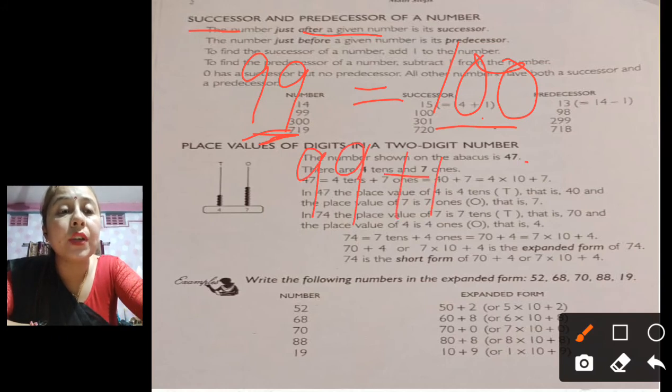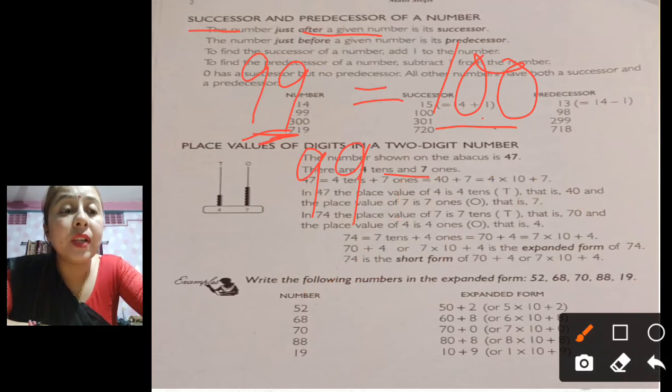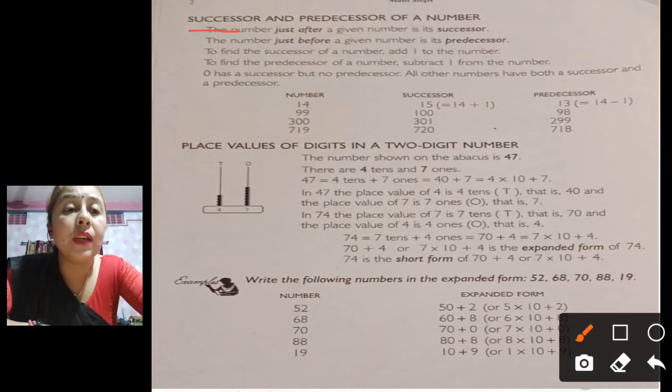Okay, so you can also do that. If you add 1, you will get the successor of the number. And if you subtract 1, for example 100 minus 1 is 99, you will get the predecessor. So let me tell you again what is successor and predecessor. The number just after a given number is its successor. Like 1, 2: 2 is the successor of 1 and 1 is the predecessor of 2. The number just before a given number is called the predecessor. In this way you will learn to find the successor and predecessor.